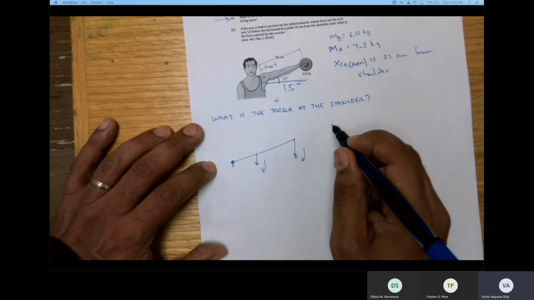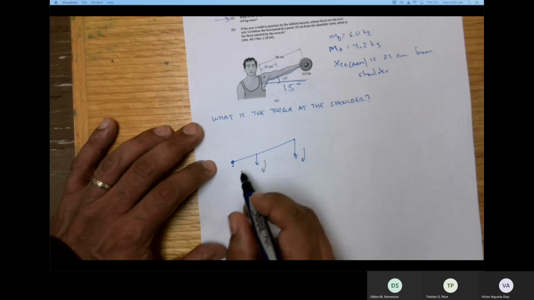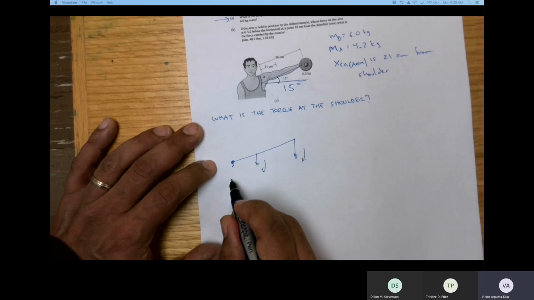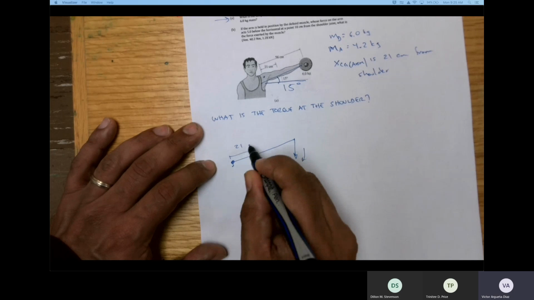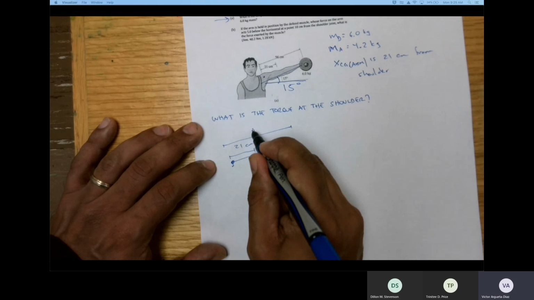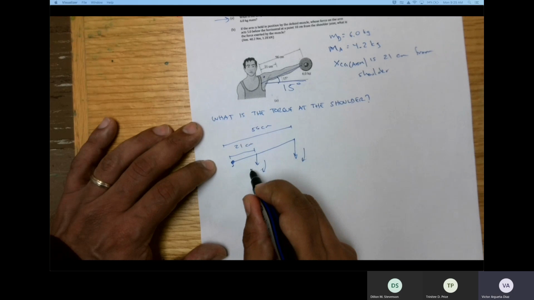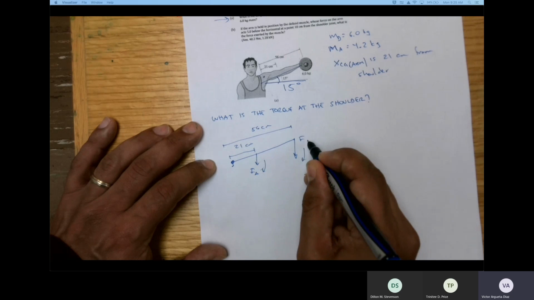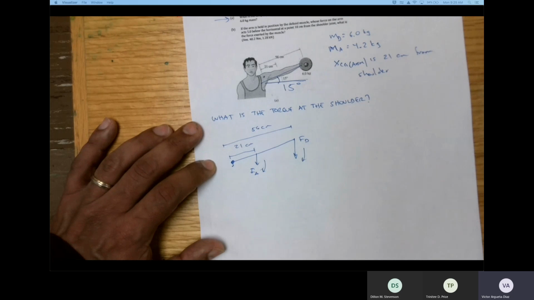So the distance here, we're going to have 21 centimeters. And the distance to the second force is going to be 56 centimeters. And this is going to be the force of the arm, and this is the force of the dumbbell. Okay.